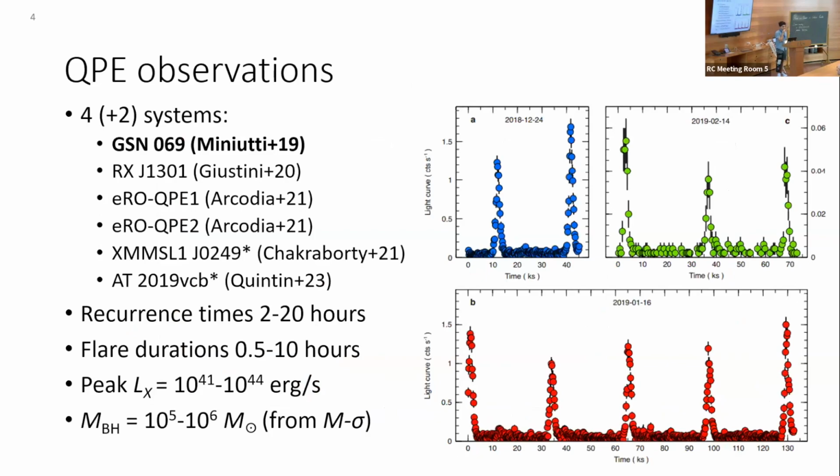We now have published in the literature 4 bona fide, well characterized QPE systems, and then 2 candidates that are starred there at the bottom. The original source was GSN 69, which was initially followed up because it showed evidence for a TDE-like decay in X-rays that I'll talk more about in a few slides.